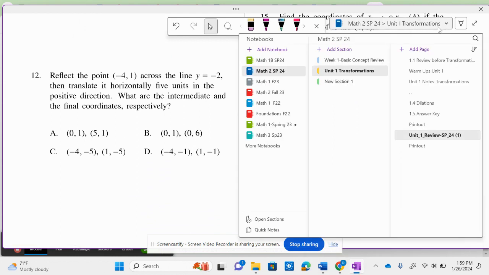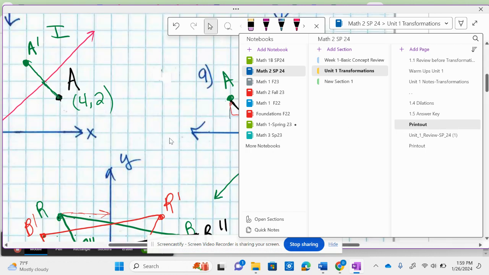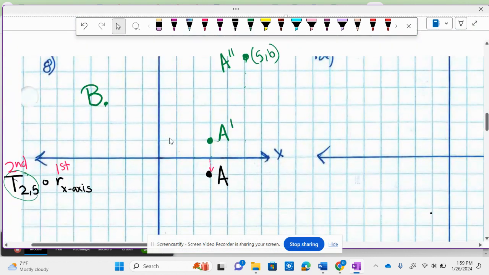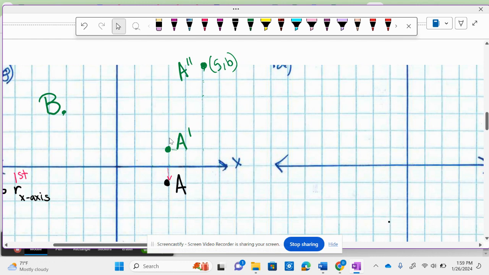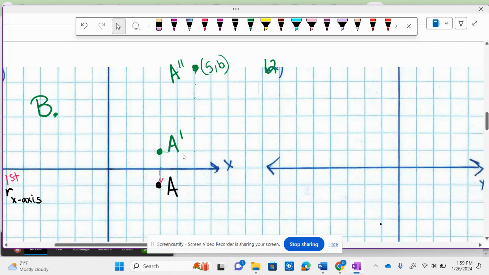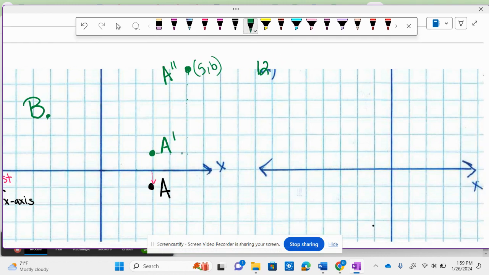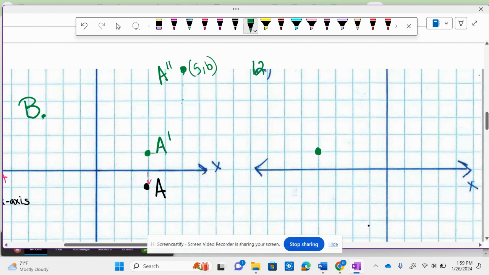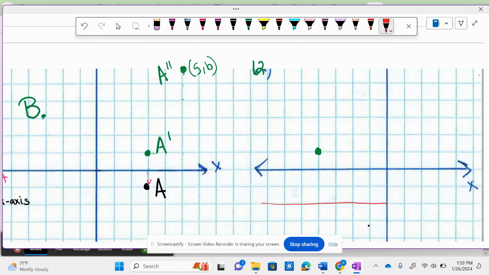So let's look at our paper, our little handout. We should have a spot for number 12. Number 12 says that we are starting at the point -4, 1, and we're going to reflect it across the line y equals -2. What does that line look like? Is it horizontal or vertical? It's horizontal. Y equals -2 is this line right here.